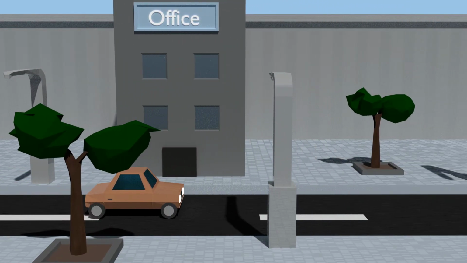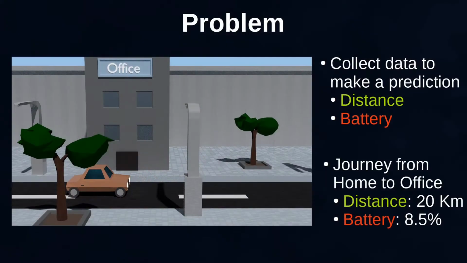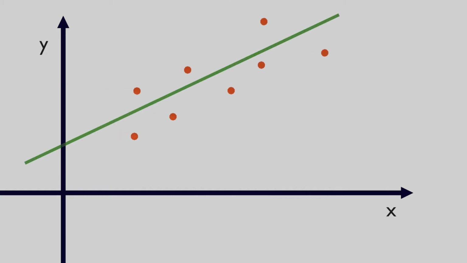So, you go around your city for your normal routine and start collecting the distance traveled and the related battery usage. For more info about the problem, go and check the previous video, which you can find in the description below. This problem can be posed as a linear regression, and let's briefly recap what a linear regression problem is.